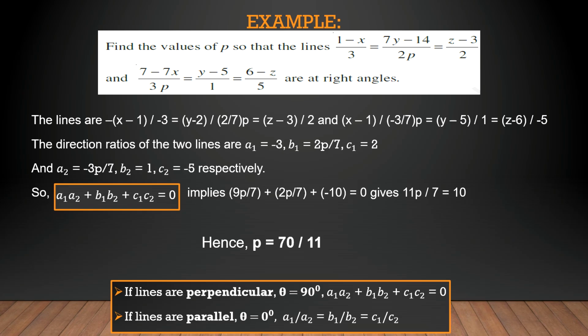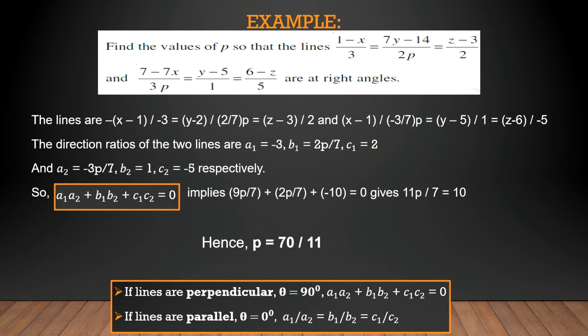Next example, you need to find the value of p so that the given two lines are at right angles. Now see, the two lines are given in Cartesian form and right angles means perpendicular. So again you use our very important result a1 a2 plus b1 b2 plus c1 c2 is equal to 0. But very important thing in this example, please don't make this mistake. The line should be in standard Cartesian form. So I cannot have 1 minus x by 3. I need to have x minus something. So I will write it as minus of x minus 1. So in the denominator, instead of 3, I will have minus 3.